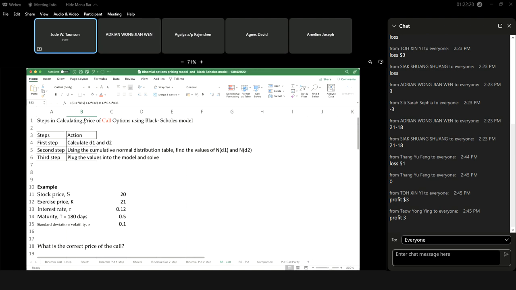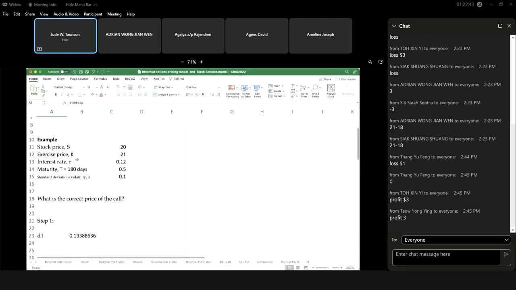Steps in calculating the price of a call option using the Black-Scholes model. First step, calculate D1 and D2. Second step, using the cumulative normal distribution table, find the value of normal distribution D1 and normal distribution D2. Third step, plug the values into the model and solve. All right, so we have a problem here.